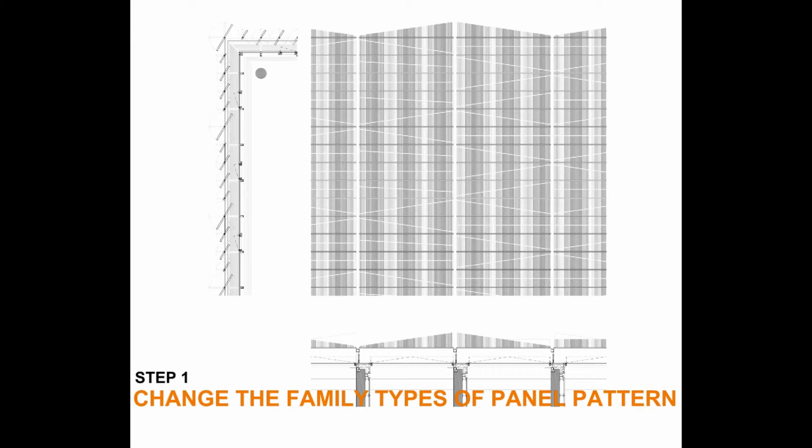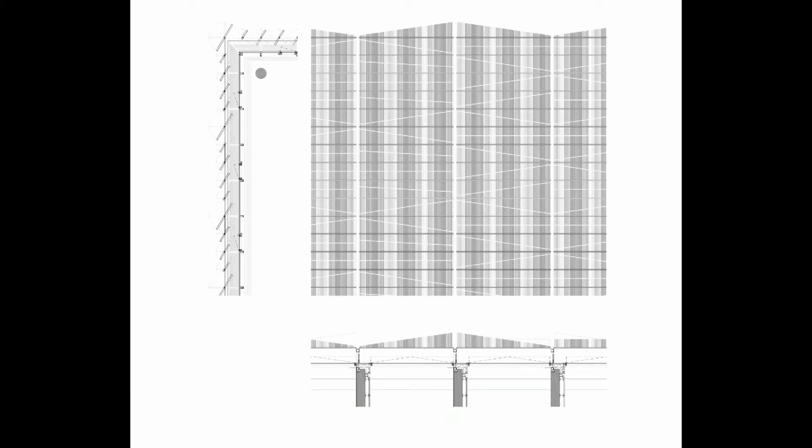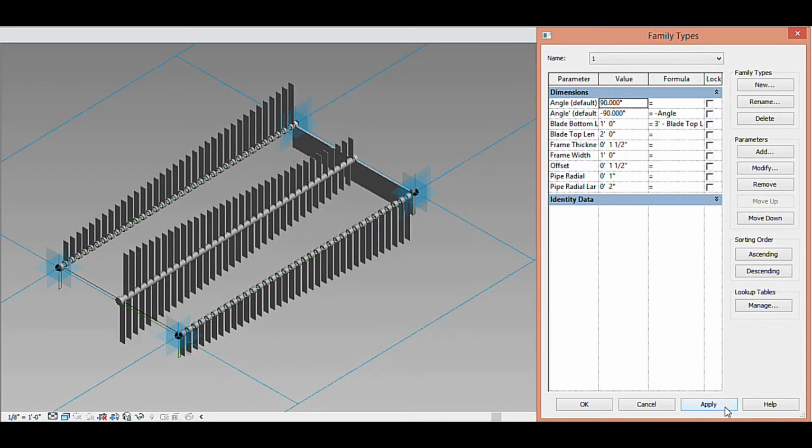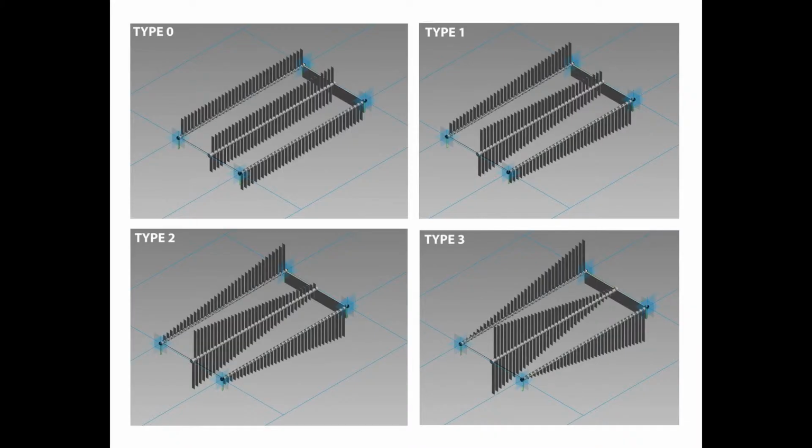Now I'm going to look at how to generate different panel types on the building facade. First, I created 4 types for the curtain panel pattern, and here's the first type, where the lengths of all the blades are the same. If I change it to another type, you can see these numbers are changed, and if I apply it, the lengths of all the blades are changed, with the length of the shortest and the longest blade controlled by these two parameters here. These are the 4 types of patterns I created.